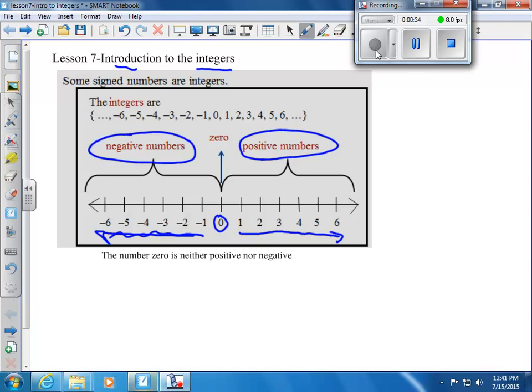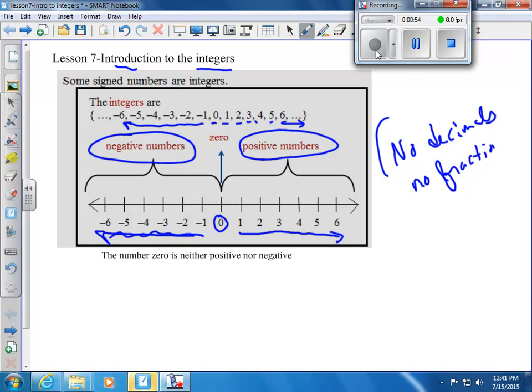So all of a sudden, notice what our set of integers looks like. We've got 0, 1, 2, 3, 4, 5 on up, but now we've got -1, -2, -3 on down. Notice, big note to self, no decimals, no fractions. So we're still not dealing with fractions or decimals. That'll come later.